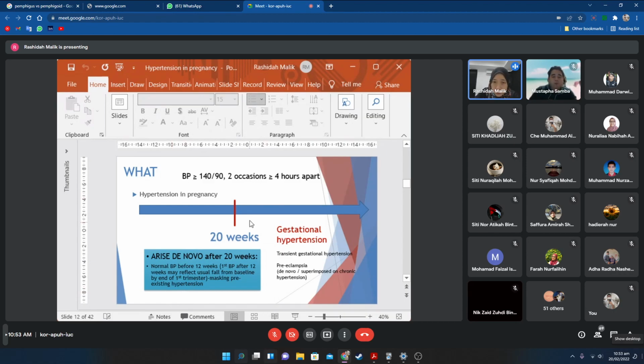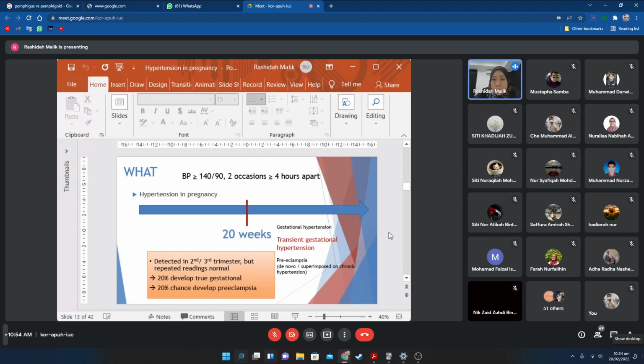And remember those we diagnose here: gestational hypertension, transient gestational hypertension, and preeclampsia. It should resolve by 3 months, 12 weeks postpartum. Previously, it was taken as 6 weeks. The blood pressure should resolve by 6 weeks, but nowadays it has been extended. If the blood pressure resolves within 12 weeks, it is still considered as gestational hypertension instead of chronic hypertension.